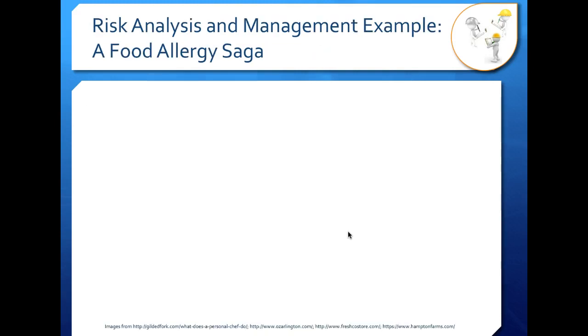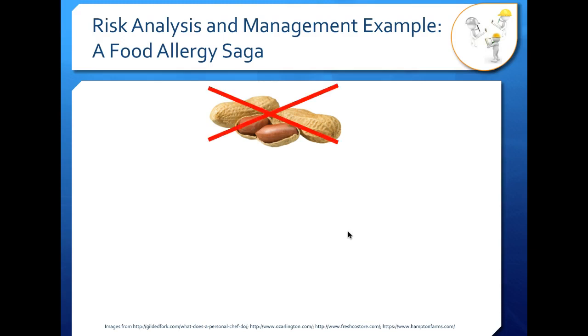So let me give you an example of risk analysis and management in my own life. I have food allergies, and one of those allergies is peanuts. And so when I eat peanuts, I get a rather spectacular rash that is extremely itchy, and it takes about a week to go away. And I don't get anaphylactic shock, but this is a very uncomfortable thing to have happen, and so I want to avoid peanuts if at all possible.